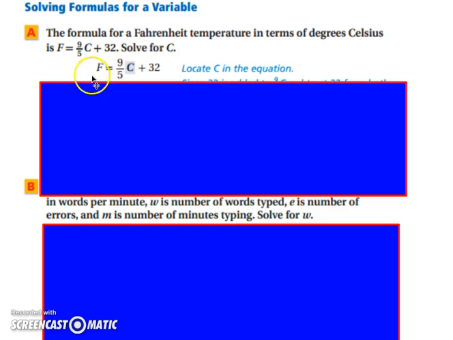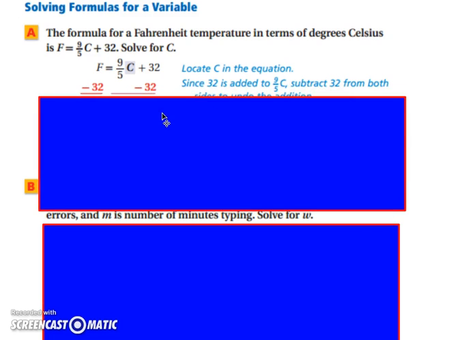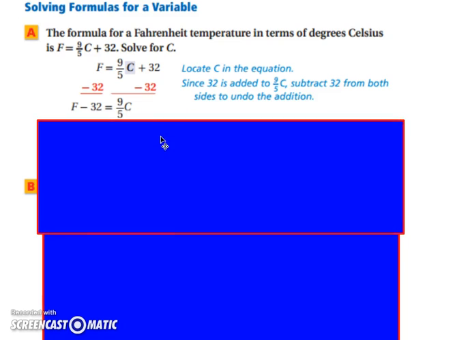It doesn't matter that there's an F over here. It just means that you're going to have less things that you're going to combine in terms of like terms. So we want to get rid of this plus 32. So we're going to subtract 32 from both sides of the equation, which leaves us with F minus 32 equals 9/5 times C.